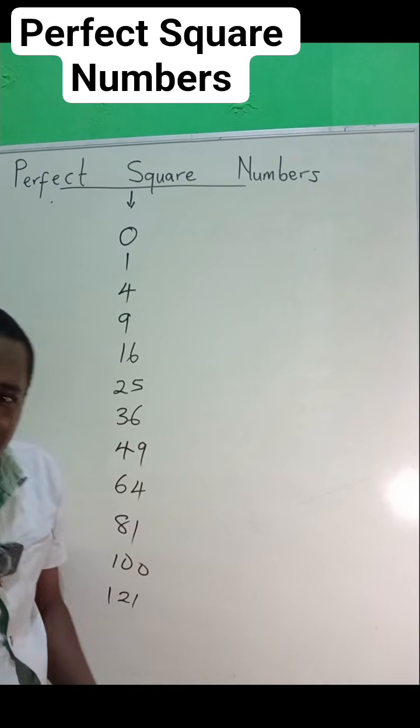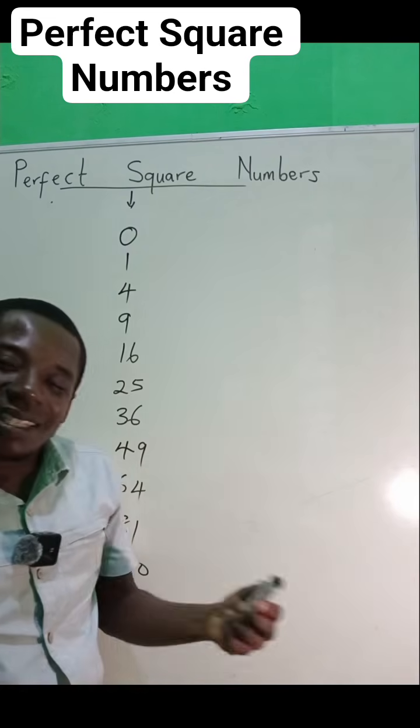And you can continue that and you have your perfect square numbers. And this is very easy.